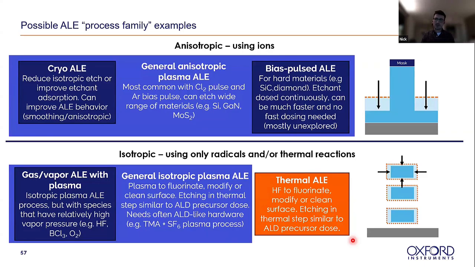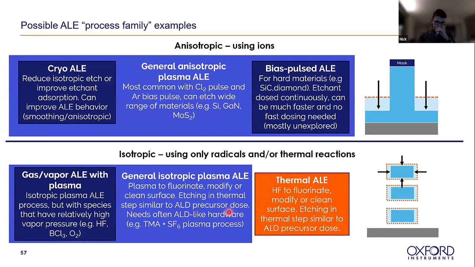There are a few different process families when it comes to talking about ALE. There's anisotropic ALE, and there are a few different flavors of that: generic conventional plasma ALE, cryo ALE, and bias pulsed ALE, which are typically used for anisotropic etching. There is also isotropic ALE. I'm not going to talk too much about that because it's not really a production-ready process at the moment. It's still in academia and R&D, but it is interesting to think about.